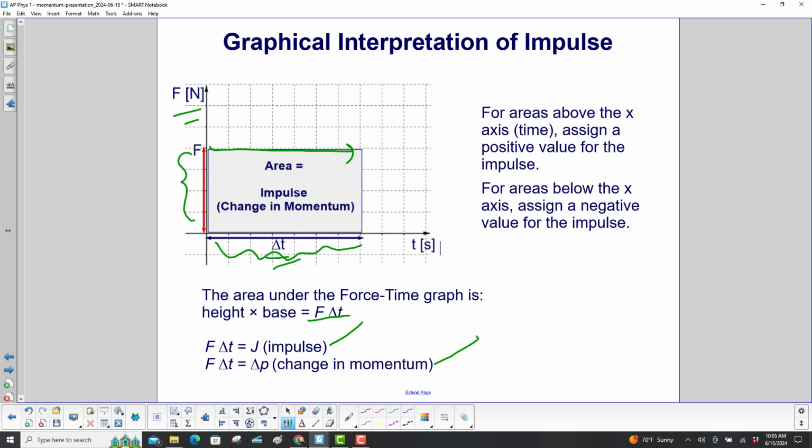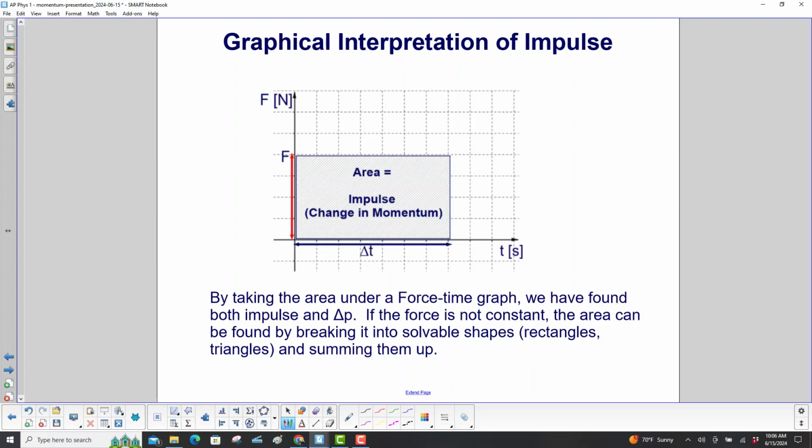Now, for areas above the time axis here, we're used to calling that the x-axis. In this case, it's just time. Assign a positive value for the impulse. That means you have a positive force. For areas below the x-axis, assign a negative value for the impulse. By taking the area under a force time graph, we have found both impulse and delta p, change in momentum.